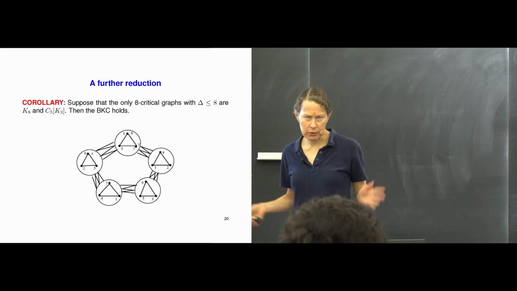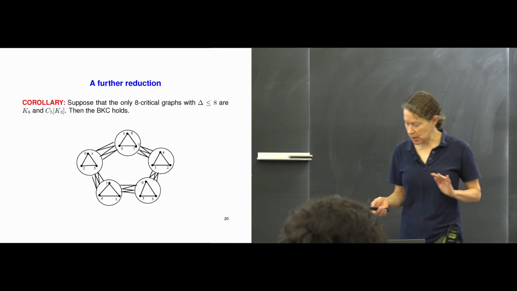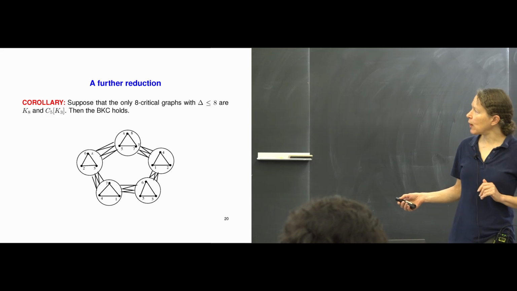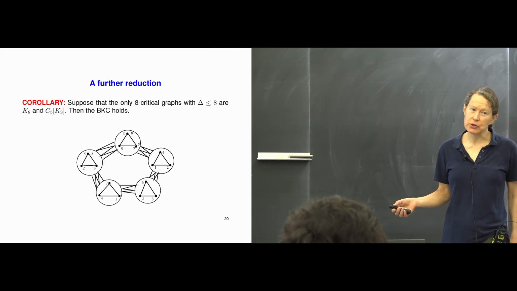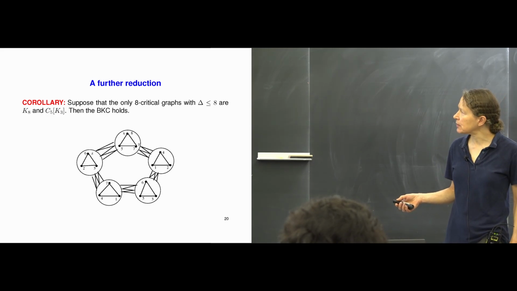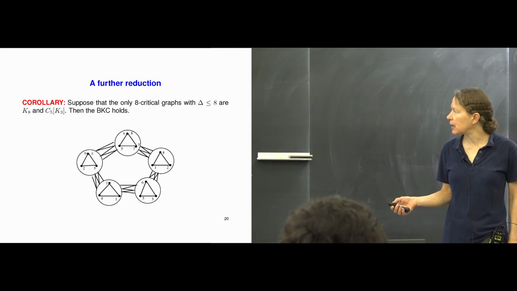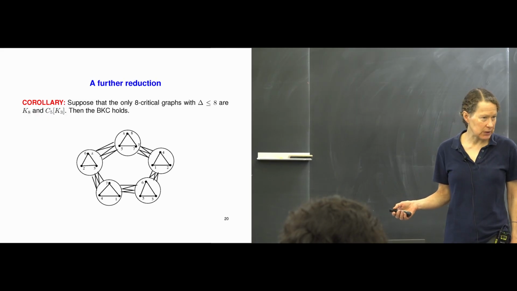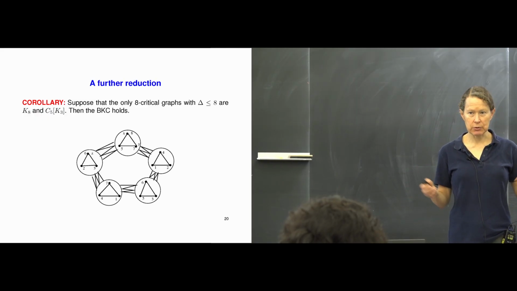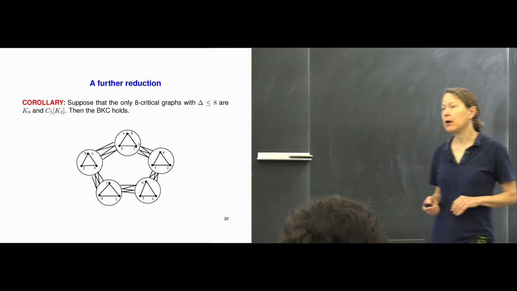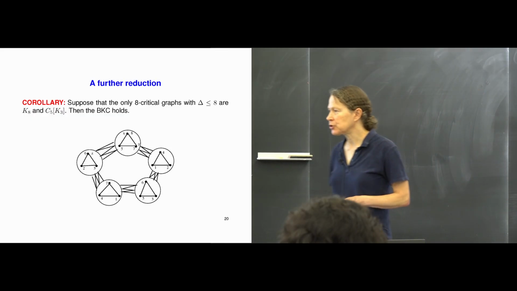So especially if you're computationally minded, I have no idea how you would look for other 8-critical graphs with delta at most 8, but if you had a good way of doing that, and if you found one that was different from this, then that would really change the picture, and add a lot to the picture that we have right now.